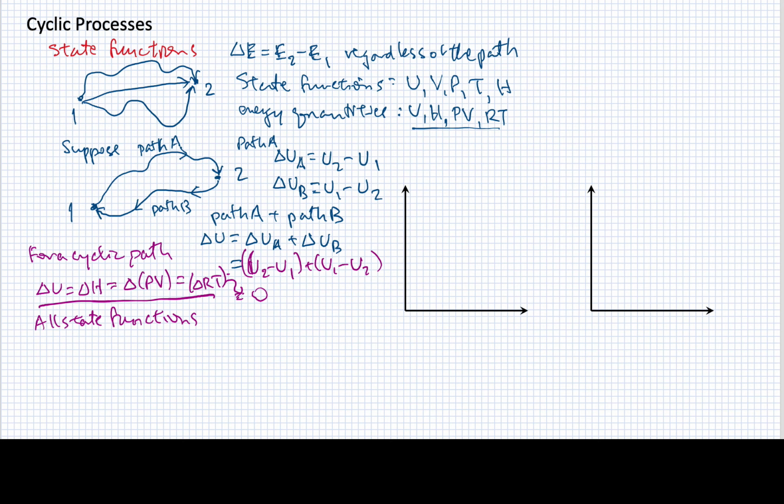And another way that we write this sometimes, especially if you're adventurous mathematically, is we might write this as a cyclic integral. And the integral is written like this. It's an integral sign with a circle on it. And so, for example, an integral sign with a circle on it over a state function is always going to be equal to 0. And you can think of this as a mathematical proof, if you will, that something is a state function.